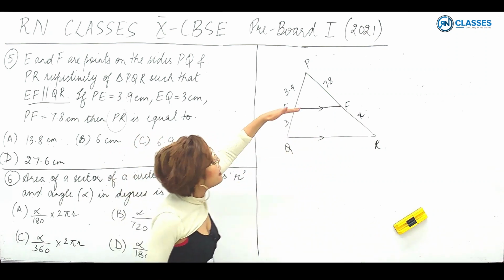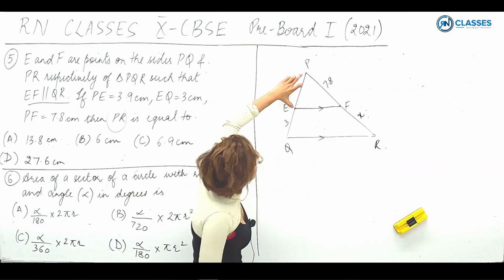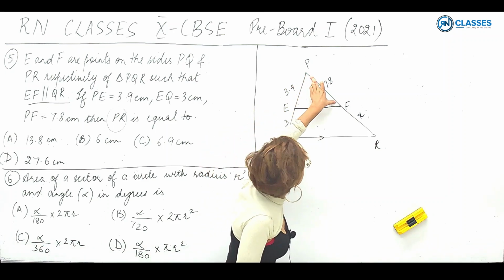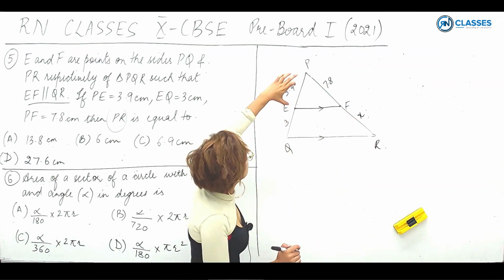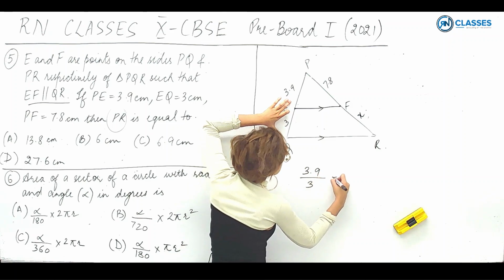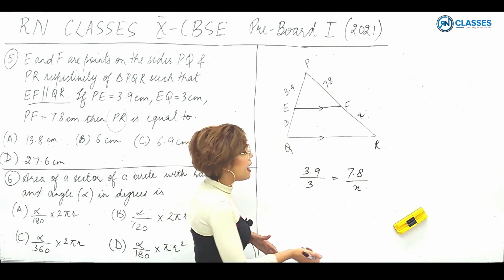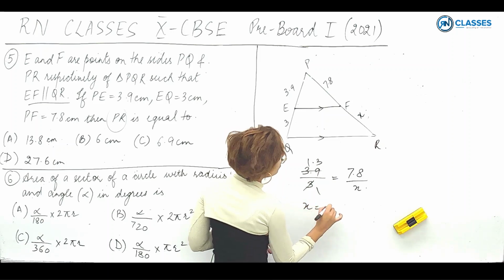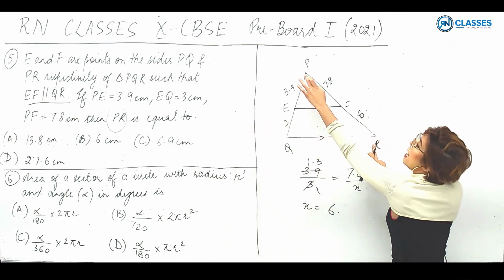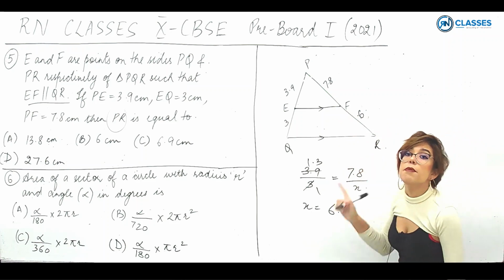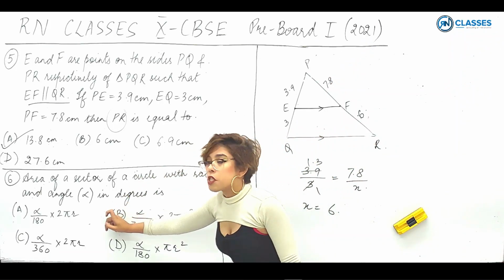Now, I am interested in the value of X. I have to make use of the fact that EF is parallel to QR. In a triangle, if this is parallel to this, can I say PE by EQ is equal to PF by FR? By which theorem? By the basic proportionality theorem. So 3.9 divided by 3 is equal to 7.8 divided by X. Here X equals 7.8 divided by 1.3, which is 6. Now, this length is 6. I am interested in the entire length, so 7.8 plus 6 is 13.8, as in the answer is option A. Right? Now, let's move on to question number 6.